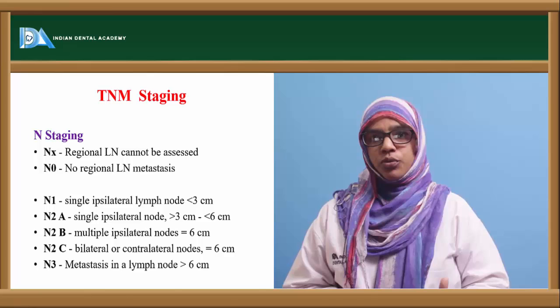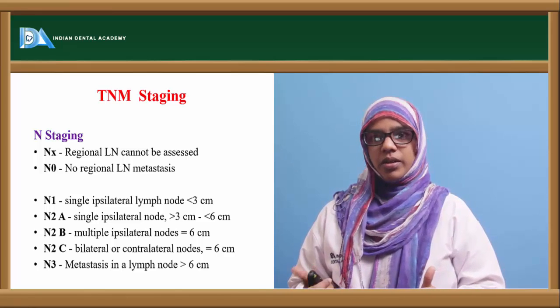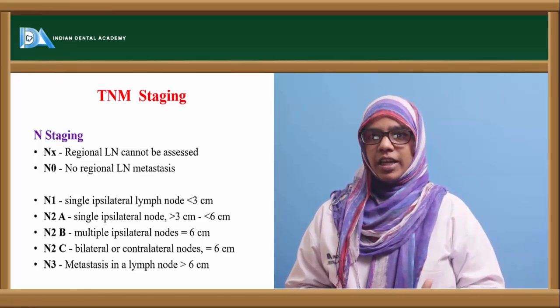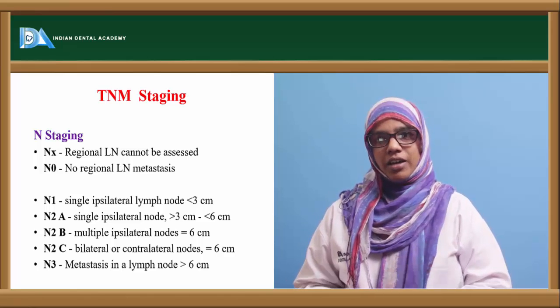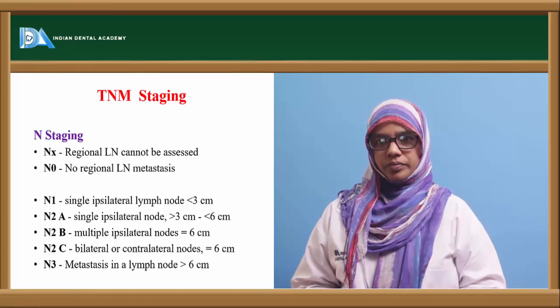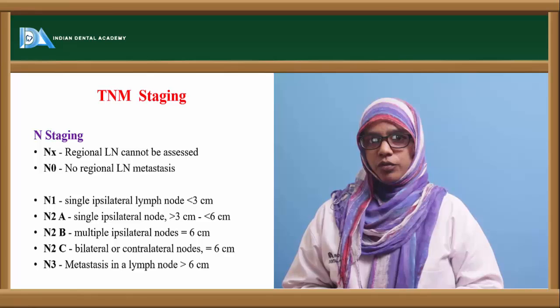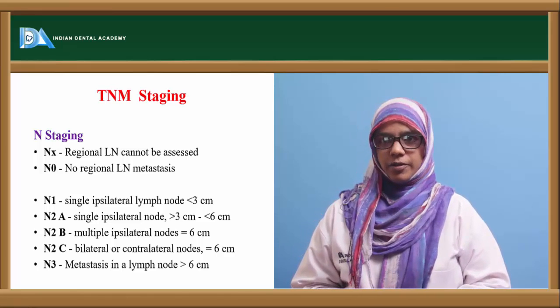Okay, whereas N2A is single ipsilateral node which is more than 3 centimeter but less than 6 centimeter. N2B is multiple ipsilateral nodes which are not more than 6 centimeter. And N2C are bilateral or contralateral nodes which are not more than 6 centimeters. Now N3 is metastasis in the lymph node which is more than 6 centimeters in diameter.